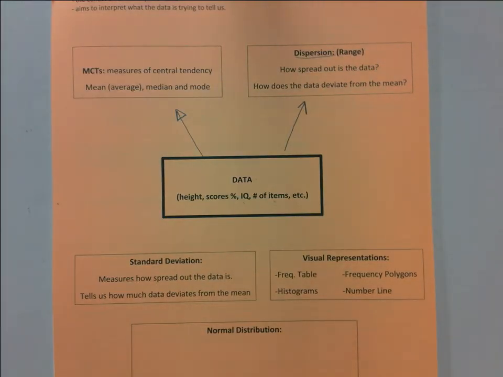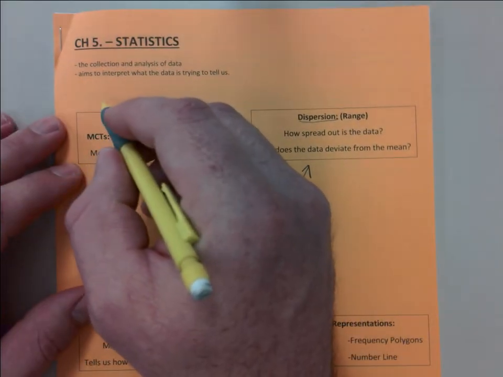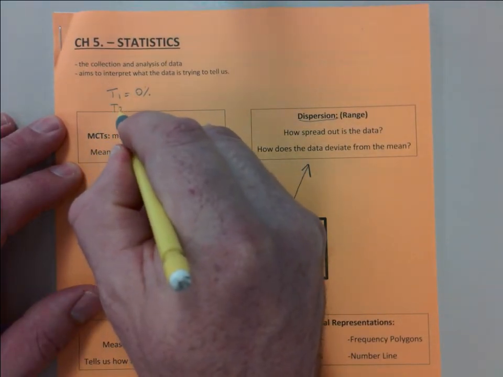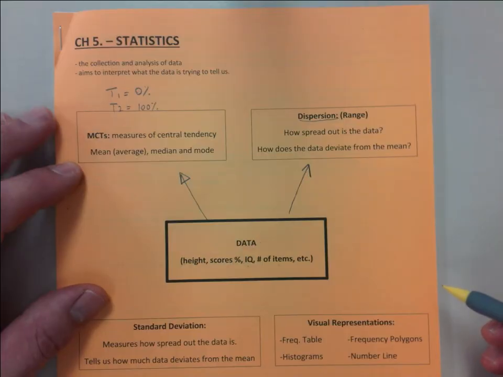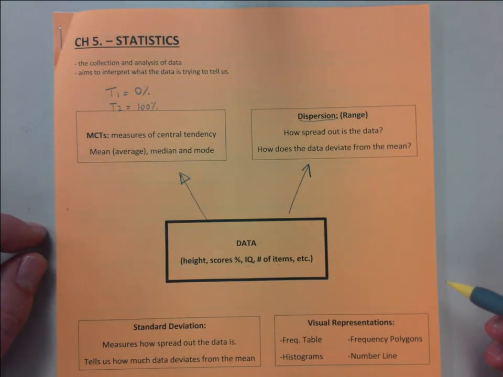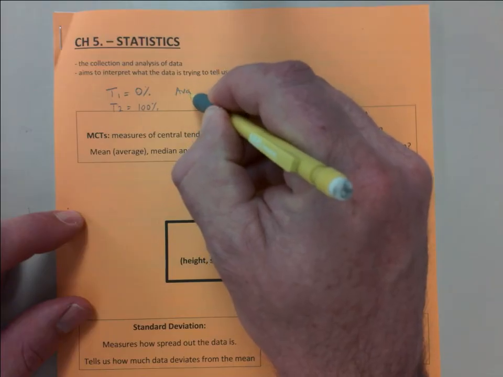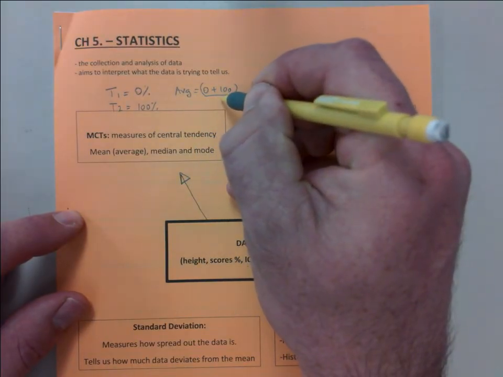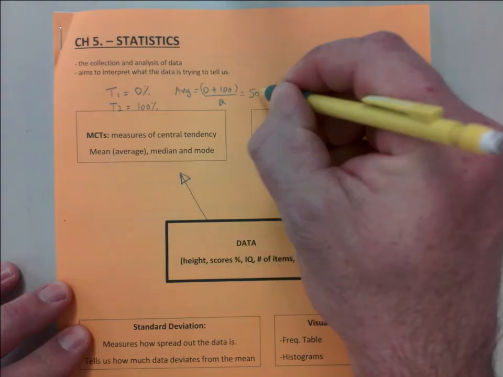Why am I saying that? Well, let's look at one very simple example, okay? Let's assume that these are your test scores. Test number 1, you scored 0%. It was a bad day, right? Test 2, you scored 100%. What's your average score on each test? Do you remember how to do average? The average would be 0 plus 100. What do we do with those two numbers? We divide it by 2 because you're adding two numbers. So 100 divided by 2 is 50%.